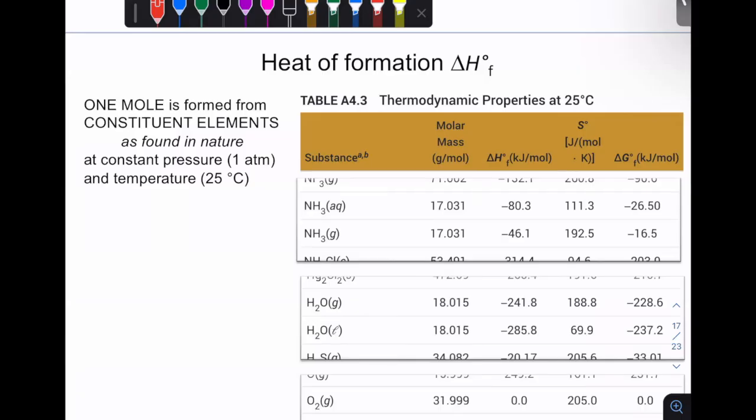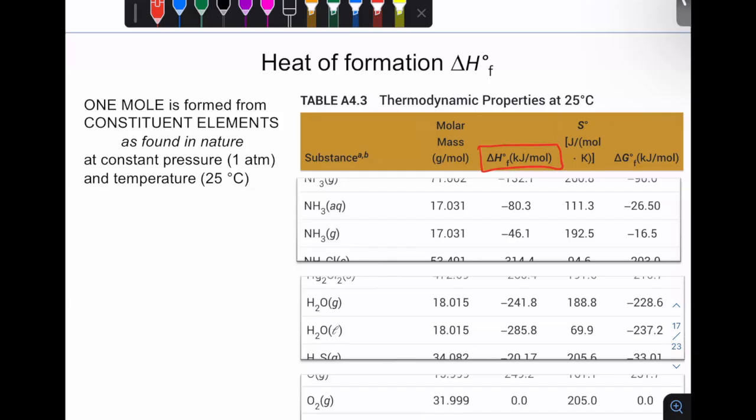I mentioned to you the appendix in the textbook, and if you have the electronic form of the textbook, you can still get to the appendices. Very, very useful, especially for this chapter. There's a lot of thermodynamic information on a lot of materials in table 4.3 of appendix 4. We're only going to concern ourselves with the delta H of formation information. Notice that it's in kilojoules per mole.